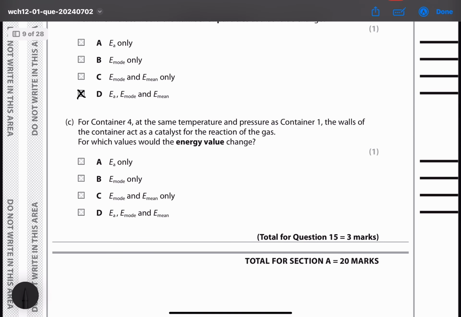Okay. For container 4, at the same temperature and pressure as container 1, the walls of the container act as a catalyst for the activation for the reaction. Okay, so it acts as a catalyst. That means the only value that is going to change is EA. So the activation energy will be changing.